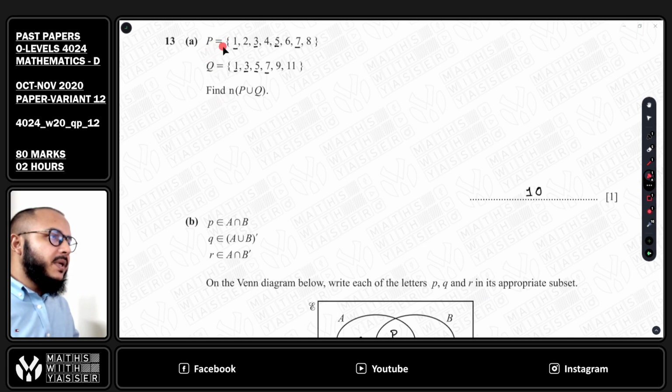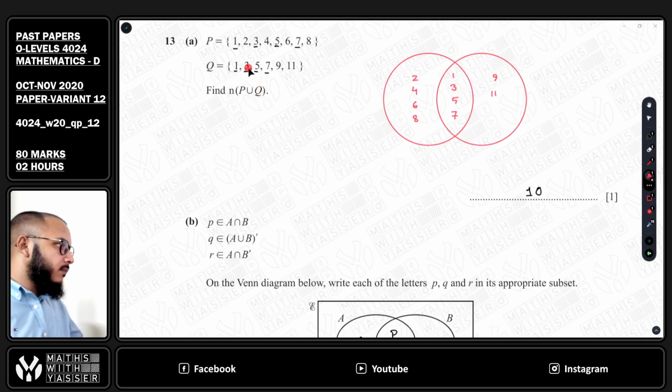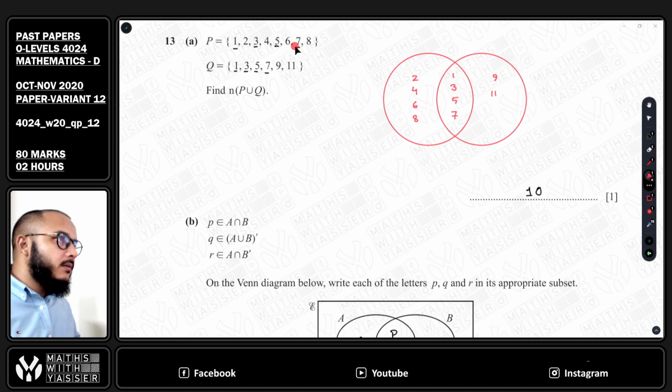Question number 13. P is equal to these values from 1 to 8, and the set Q has 1, 3, 5, 7, 9, 11. We need to find the number of elements which will be in P union Q. In such cases, we need to first understand, since they're talking about union, 1, 3, 5, 7 will be repeated. 1, 3, 5, 7 is common for both P and Q. So the number of elements for P union Q should be 10.